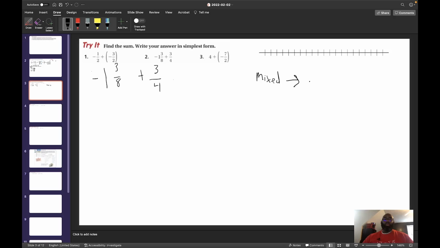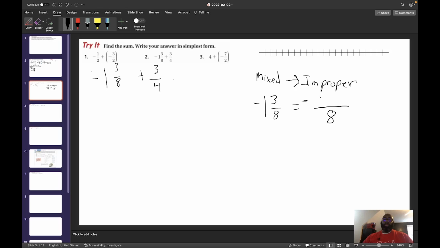mixed to improper, you're gonna write the mixed fraction first. All right, to get the improper fraction, the denominators will stay the same, so the denominator carries over. The new numerator is going to be the denominator times the whole number. Oh, the sign stays the same too, so let's just put that negative there.